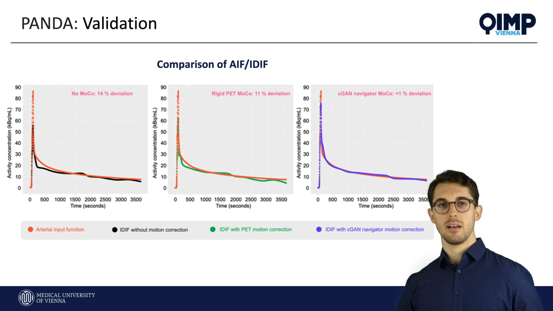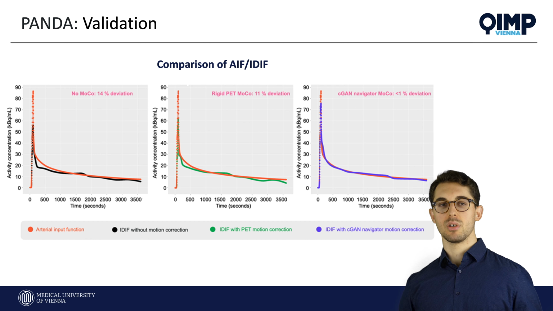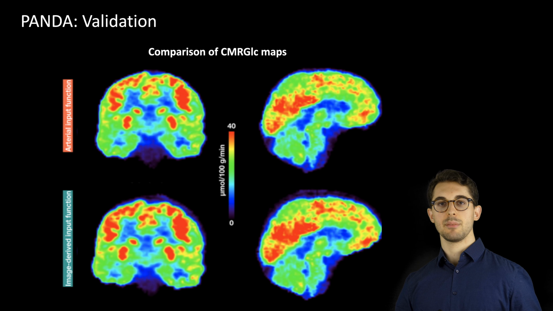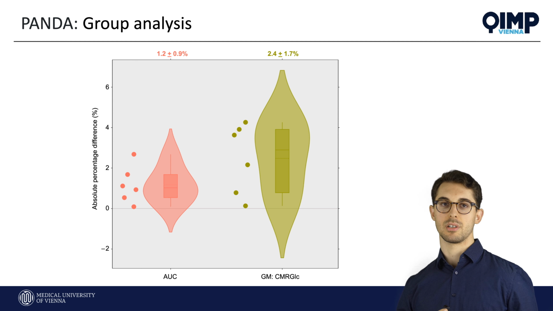We validated PANDA by deriving first the image-derived input function, and we compared results without motion correction, with motion correction based on non-preprocessed PET frames, and with PANDA preprocessed PET frames. As you can see from the graphs, we achieved less than 1% deviation from the ground truth with our technique. After the image-derived input function, we derived the glucose maps and compared them with the ground truth. The group analysis showed that the absolute percentage difference was less than 5% for the glucose maps.